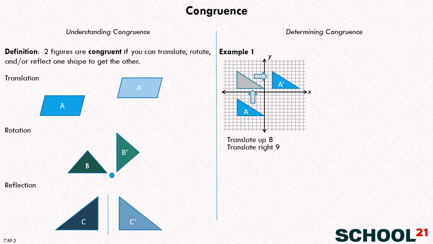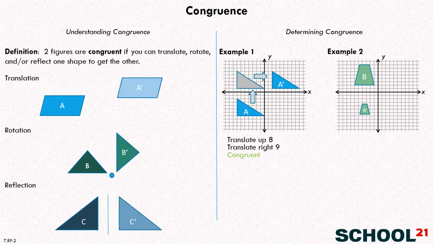So there are actually 2 translations, and you're right. All we've done is translations here, so that means that these 2 shapes, A and A prime, are congruent to one another. Okay? Okay. Let's look at another example. Here we have shape B and shape B prime. What do you think about this one? Does this represent congruence or not? No. And how do you know that? Just by looking at it.